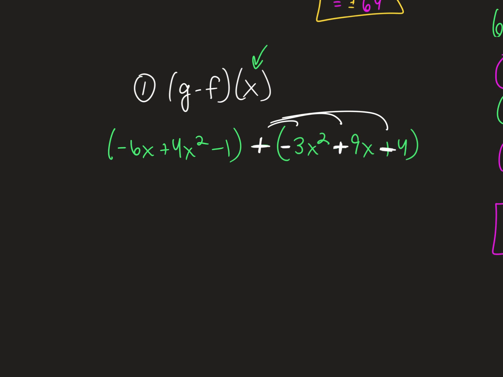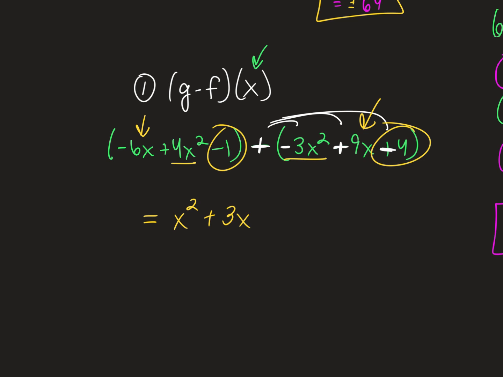So what's the highest exponent you see? X squared. So I have 4x squareds minus 3x squareds. Gives me a total of how many? What's 4x squared minus 3x squared? X squared. All right. I have a negative 6x and a positive 9x. What does that give me? Plus 3x. And then a negative 1 and a negative 4 gives me minus 5. So there you go. That is your answer. That's G minus F in terms of X. That means have an X in your answer.